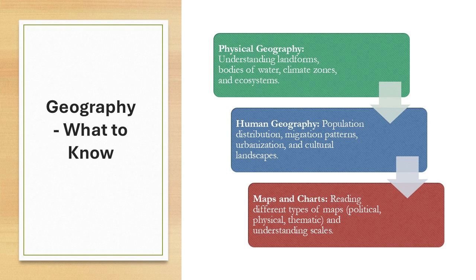For example, a map showing population density can help you understand which areas of a country or region are heavily populated and why. Understanding scales on maps is also important. A scale helps you determine distances on a map. For instance, if a map has a scale of 1 inch equals 100 miles, you can use it to estimate distances between locations.